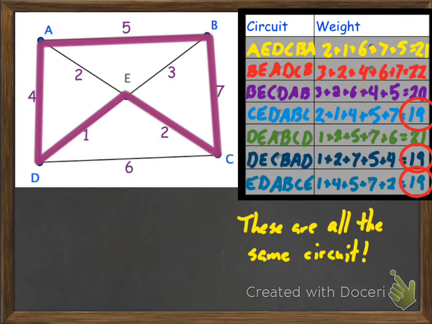And that's going to be the case a lot of times with these. When you see some that are the same value, double check, because I think they're just the same circuit rewritten. And we can write this in any order we want. Generally, we'll just start from A and write it as A, B, C, E, D, A. Let's look at one more.